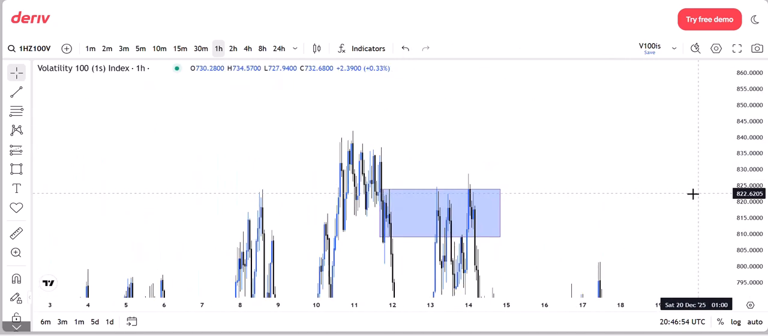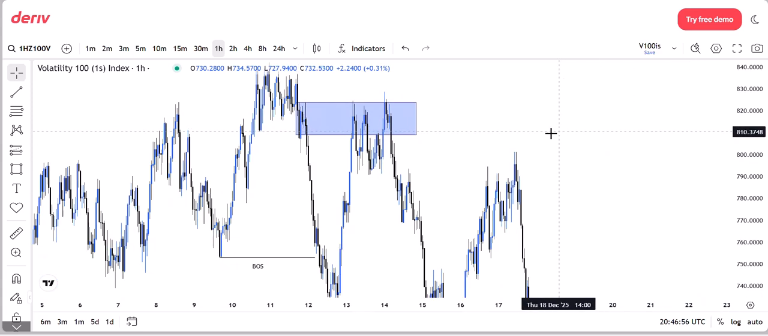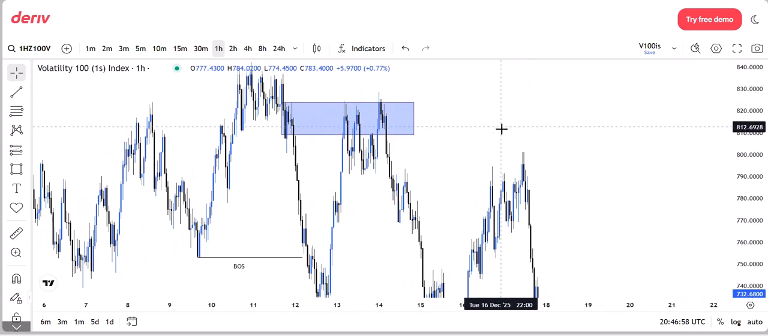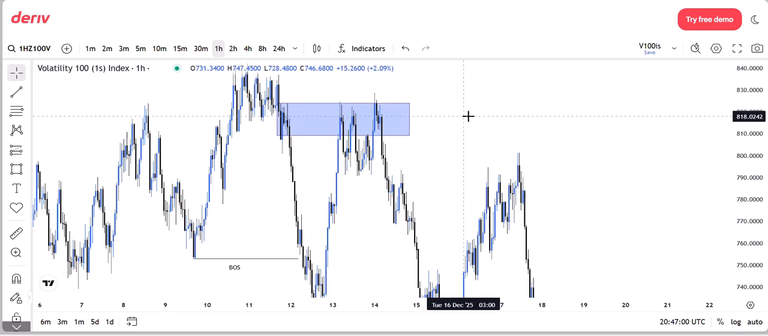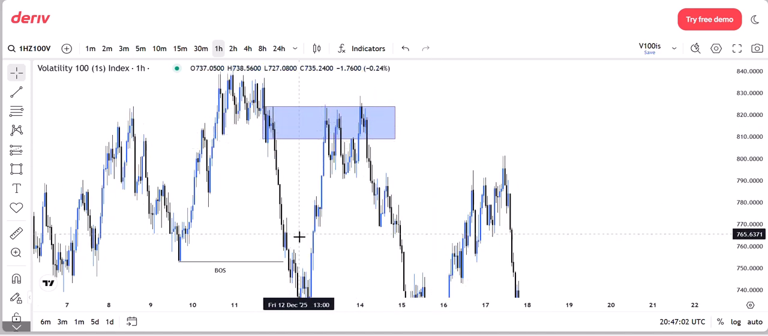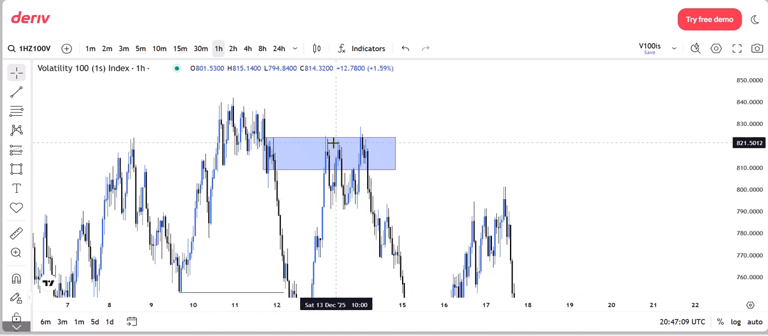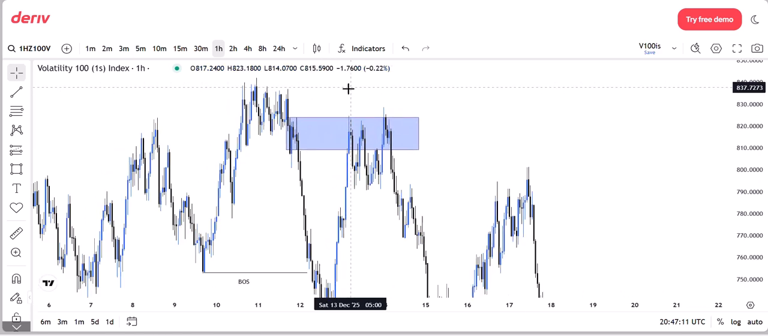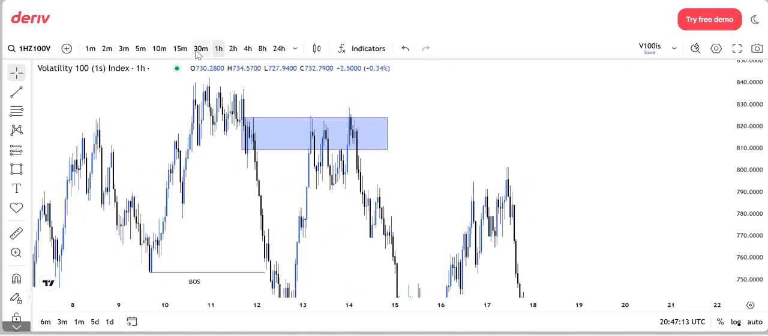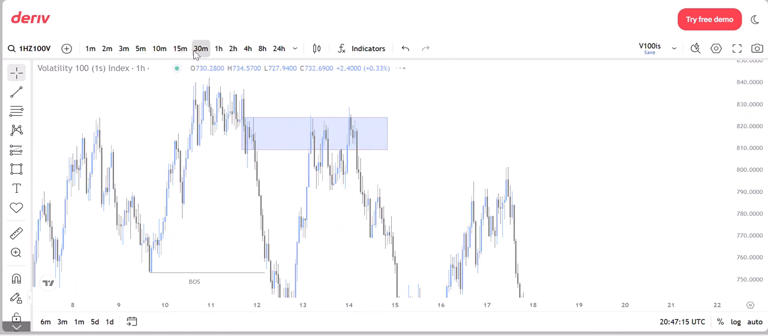So now this was our zone. Price broke structure, came in and tapped into our zone. When price tapped into our zone, what did we do? We zoomed down to a lower time frame to see if we can get our entry.